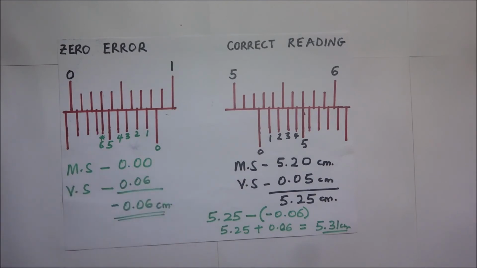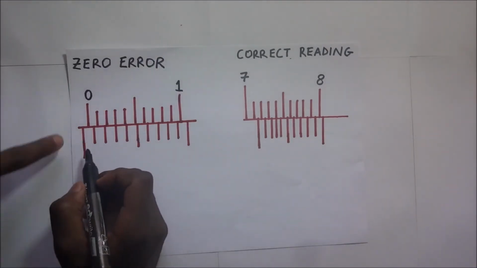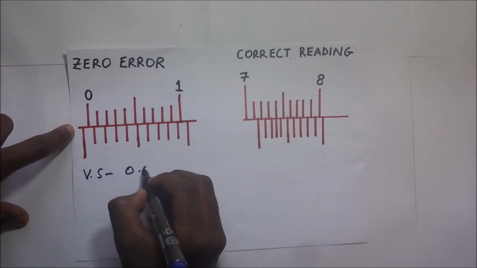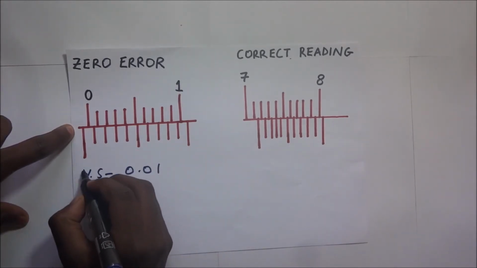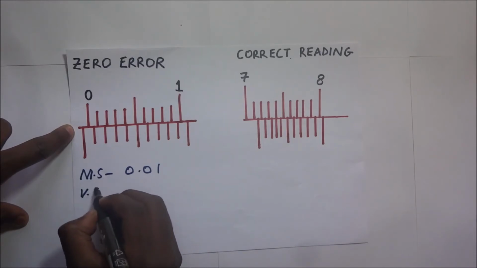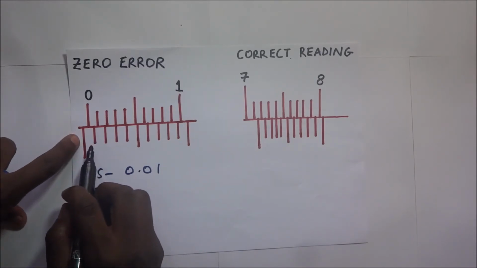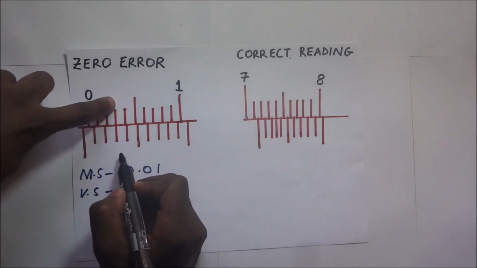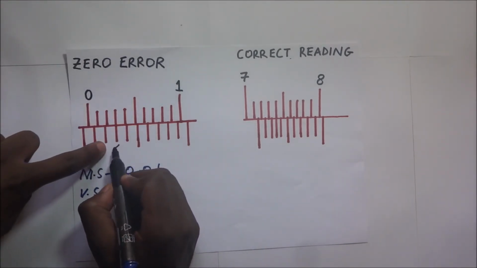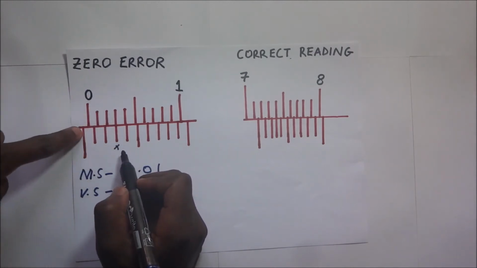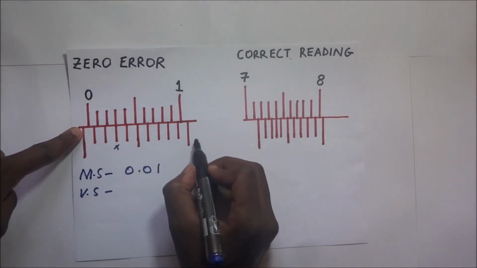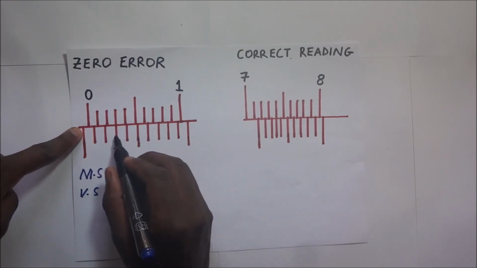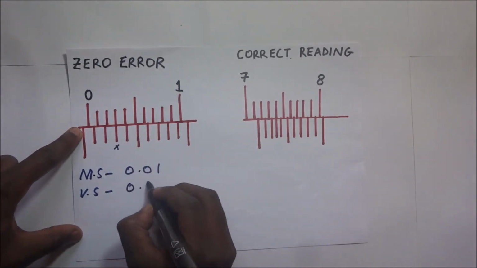Let's do the second example. So likewise here the zero error is in the negative side, so it means the Vernier scale, of course, it's 0.01. Then we have, this is the main scale. Then the Vernier scale, because it is in the negative direction, the graduations that are coinciding are right there. Because it's a negative zero error, we're going to count from the back. So this is 0, 1, 2, 3, 4, 5, 6, 7. So it's going to become 0.07.